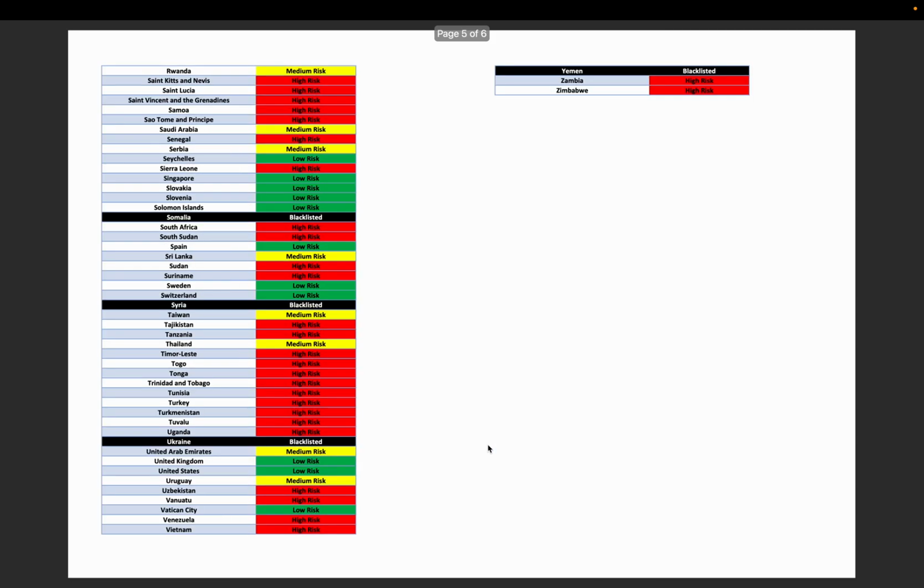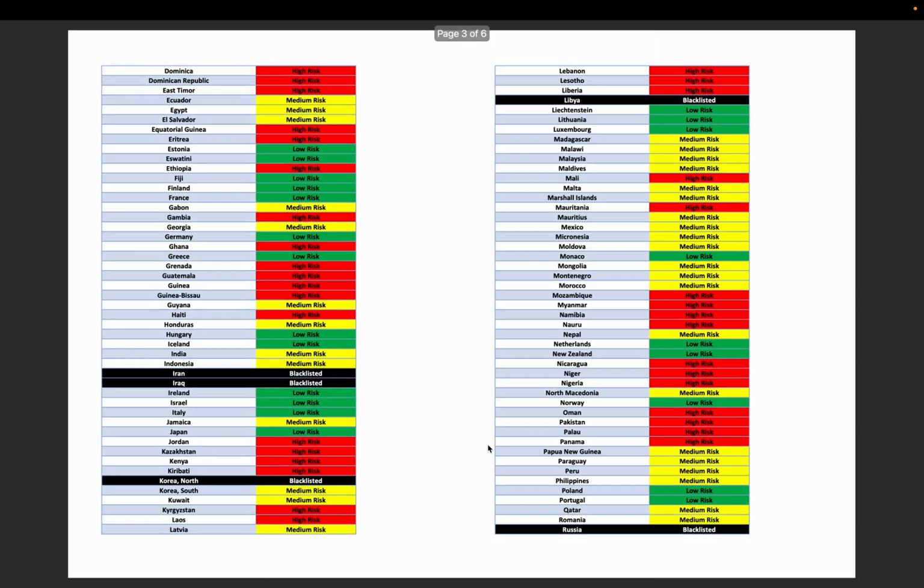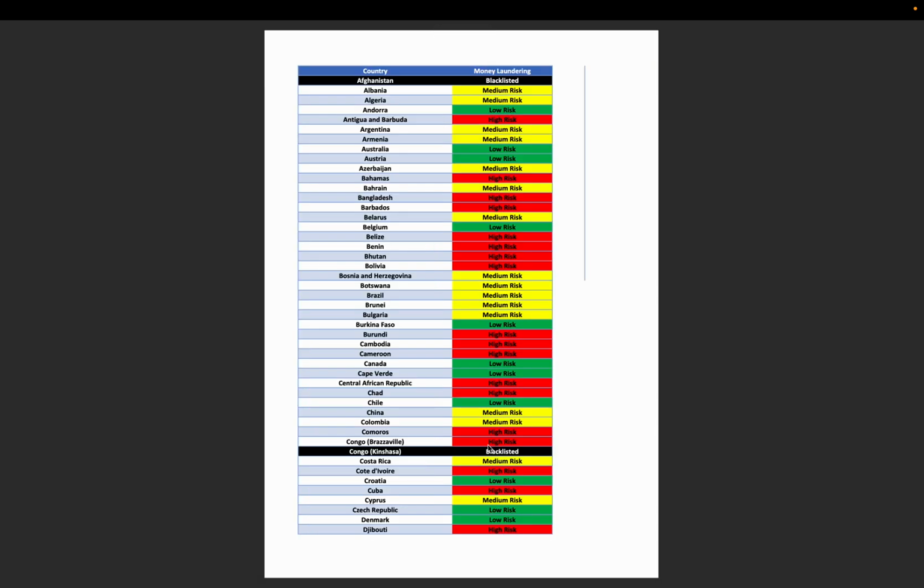Depends on where you're operating from. I have several companies, so it depends on the client of where we're operating from to abide by the regulations. But you can see here, okay? So if we go through it, Andorra is low risk, Australia, Austria.